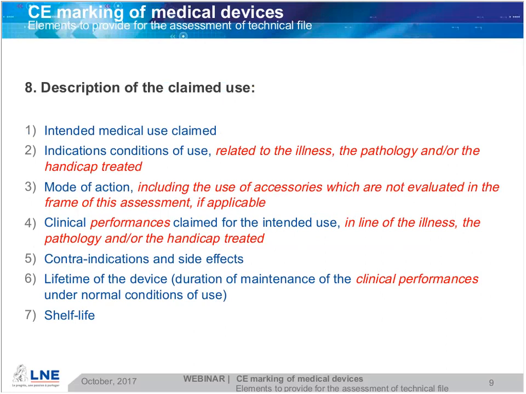For the item 4, it's about clinical performances claimed for the intended use in line with the illness, the pathology, and or the handicap treated. And for the item 6, it's about the lifetime of the device, but you need to understand as the duration of the maintenance of the clinical performances under normal conditions of use.